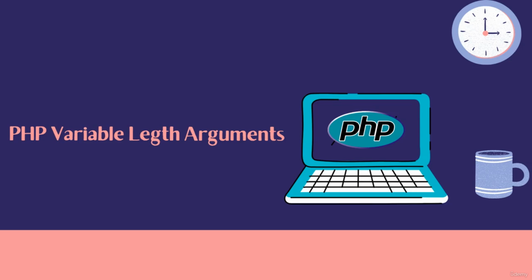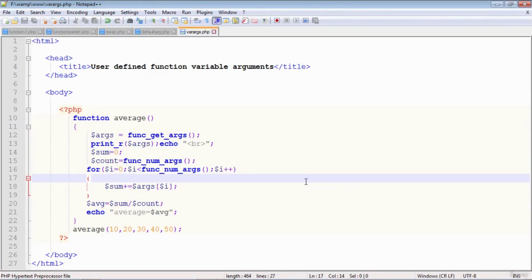Another way of sending and accepting the parameters inside a function is variable length arguments. In this example, I will show you how you can write a function which can accept any variable number of arguments. So the name of the function is average. Even though I am going to show how to pass a variable number of arguments, the function actually receives no formal arguments.